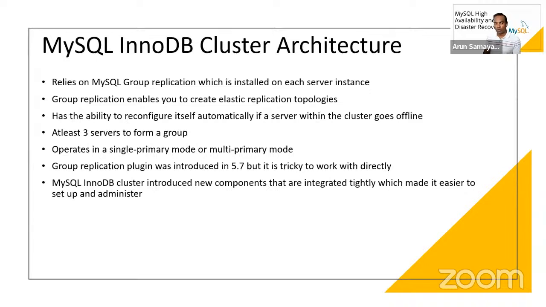And like we discussed, there are two different modes: a single primary mode or a multi-primary mode, correct? And then whatever the plugin that we are using, right? This group replication plugin was first introduced in 5.7, okay? To work with group replication is normally tricky, and that's where the InnoDB cluster came in, with a combination of MySQL Router, Shell, and Connector. All of these components are tightly coupled to make it easier for us to set up a database store, right? Next slide, please.